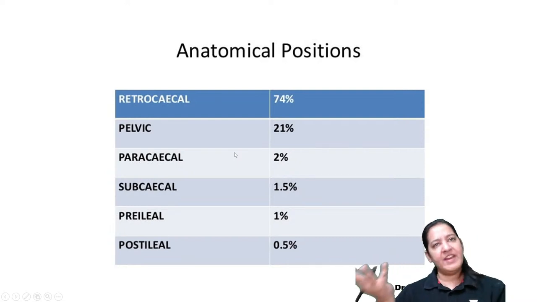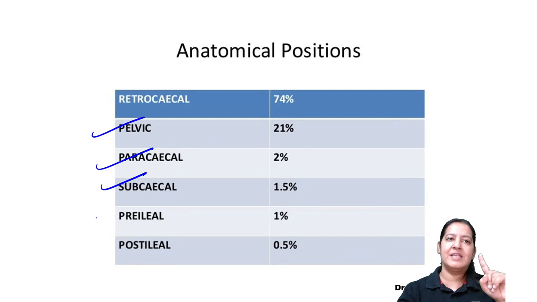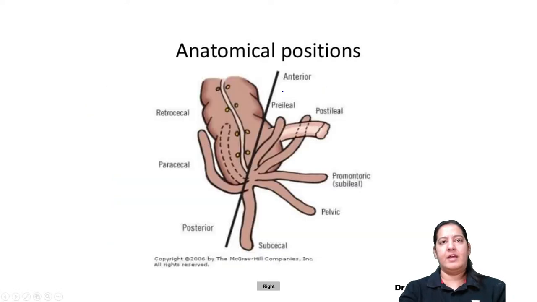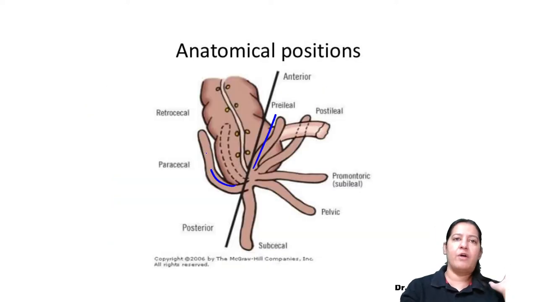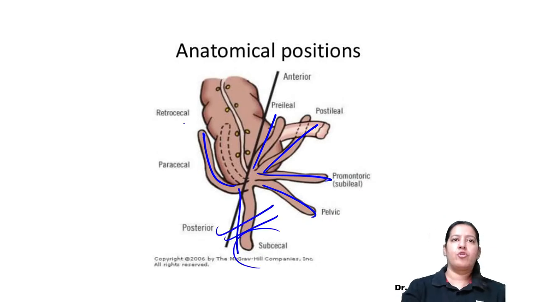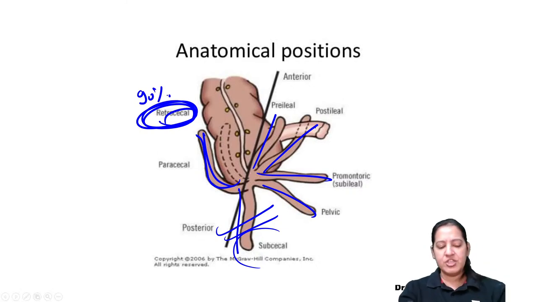Now, there are various positions of the appendix. You may know it can be pelvic, paracecal, subcecal, preileal, postileal, and the most common is retrocecal. You may have studied this in anatomy. You can see the various positions of the appendix. Various persons have various positions. Most commonly it is retrocecal, I'm sorry. Other positions can also be there.